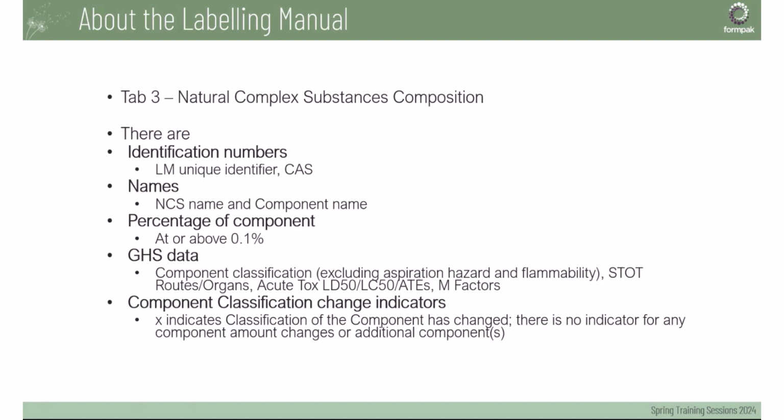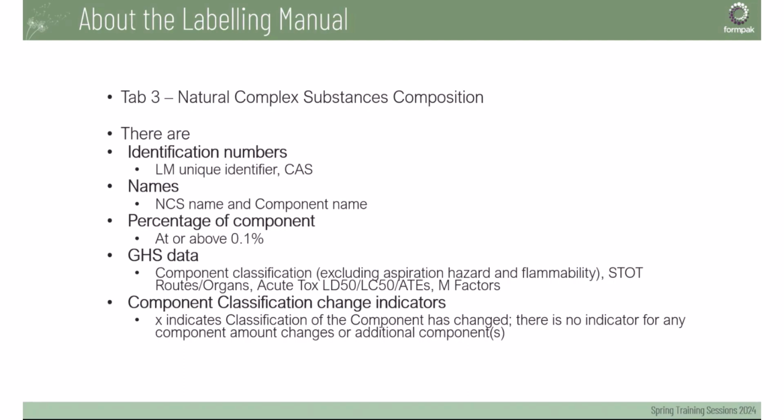And there's GHS data for the components, excluding aspiration data, hazard data, and flammability. So it does show specific target organ toxicity, routes and organs, acute toxicity, LD50s, LC50s, and ATEs, and it displays M factors.